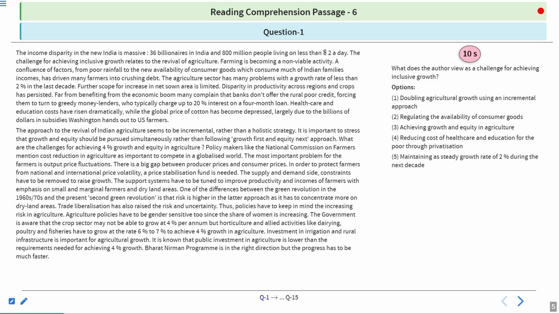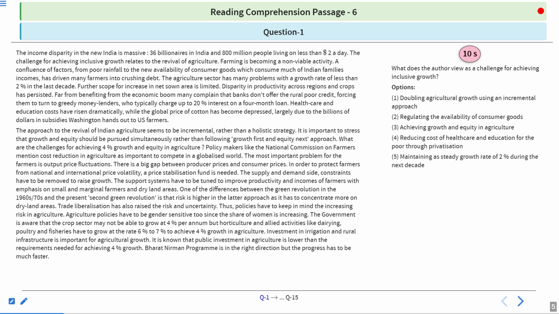The agriculture sector has many problems, with a growth rate of less than 2% in the last decade. Further scope for increase in net sown area is limited. Disparity in productivity across regions and crops has persisted. Far from benefiting from the economic boom, many complain that banks don't offer the rural poor credit, forcing them to turn to greedy moneylenders, who typically charge up to 20% interest on a four-month loan.